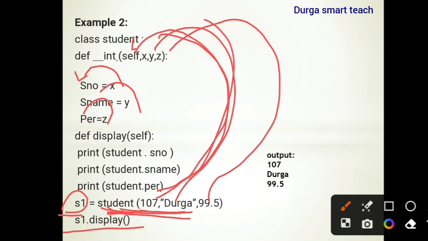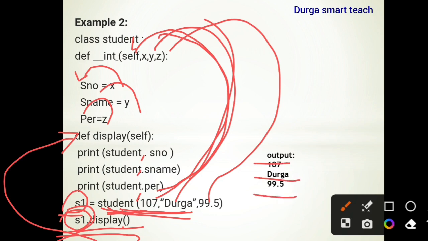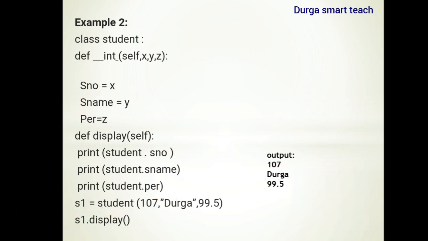Next, I am calling the display function by using the object. s1 is the object, s1.display. So the display function is called. It will print student number, student name, student percentage. So it will print 107, Durga, 99.5. In this way you can create classes and use the variables and functions inside the class.